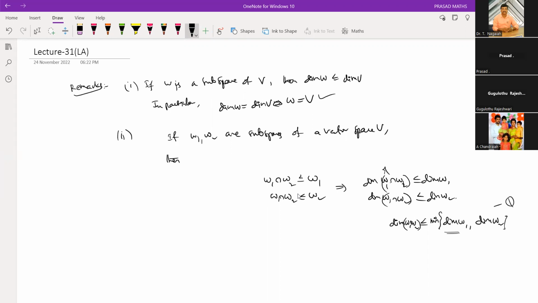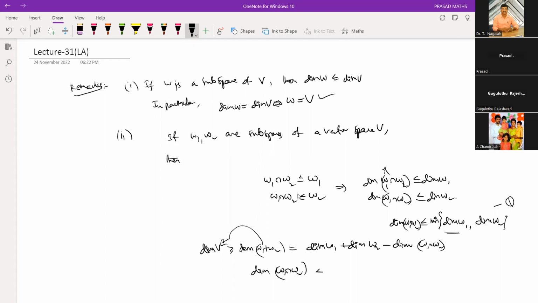Similarly, the dimension of W1 plus W2 is nothing but the dimension of W1 plus the dimension of W2 minus the dimension of W1 intersection W2. Again, you know that W1 plus W2 is always a subspace of V. Therefore, the dimension of W1 plus W2 is always less than or equal to the dimension of V, because it is a subspace of V.